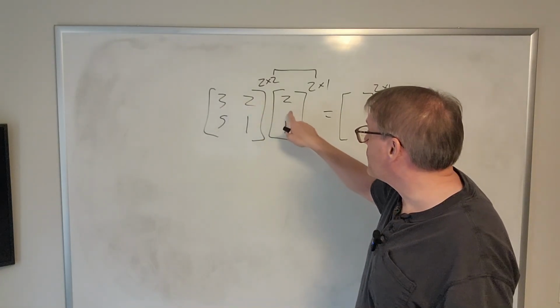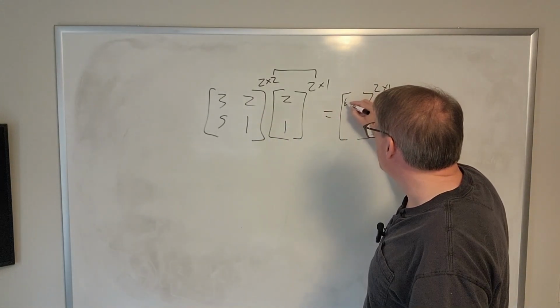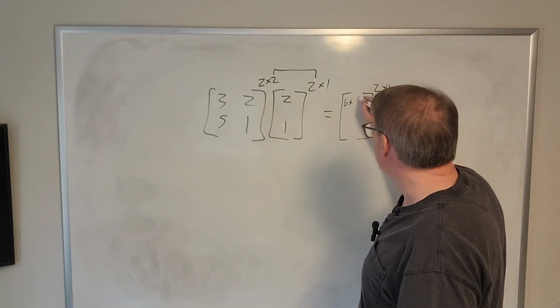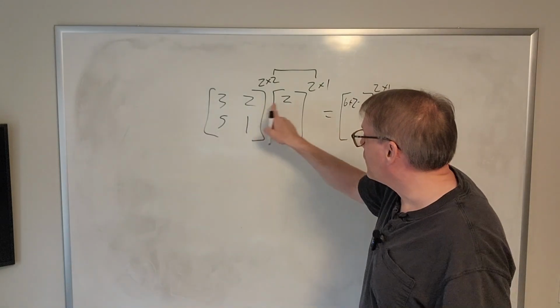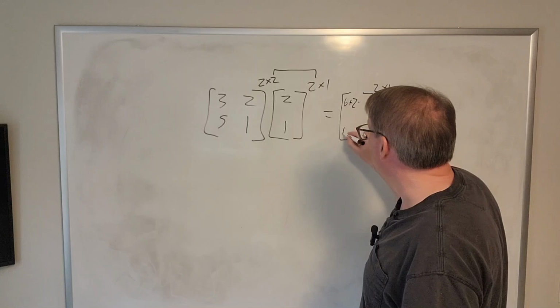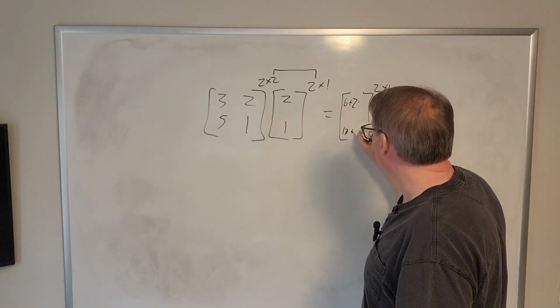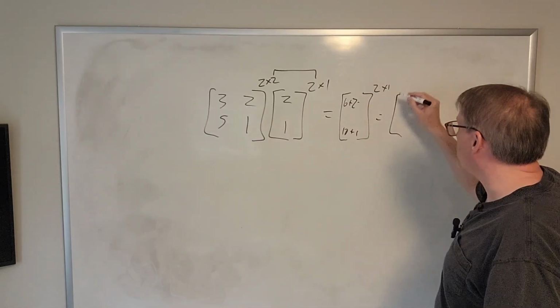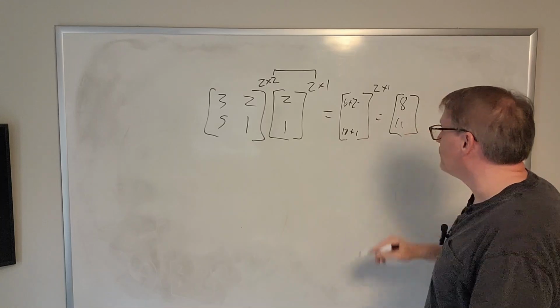In this case, it's 3 times 2, which is 6, plus 2 times 1, which is 2. This is 5 times 2, which is 10, plus 1 times 1, which is 1, this means this is 8 and 11.